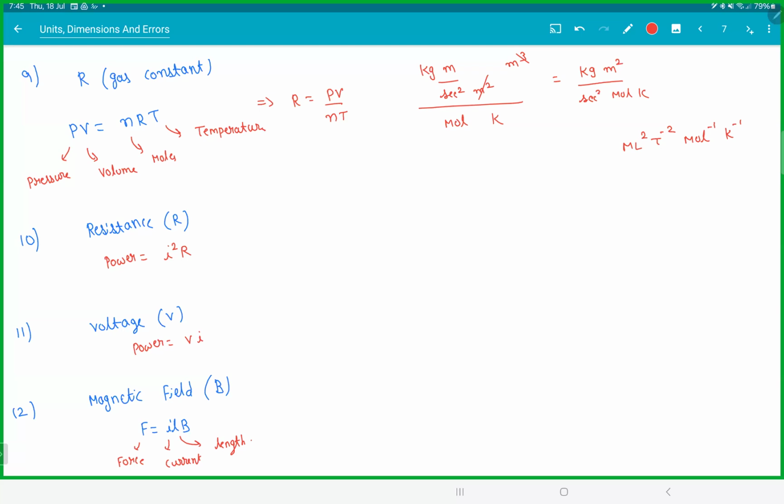So what is this? Resistance is power by I squared. So power is kg meter squared by second cubed, and this is ampere squared. So that is M L squared T minus 3 A minus 2. Voltage is again the same thing, power by I.